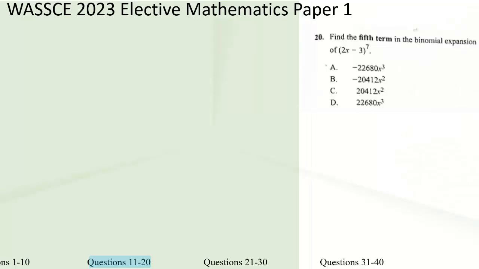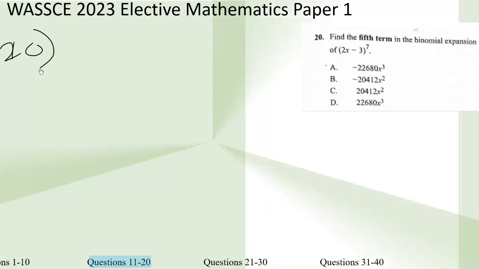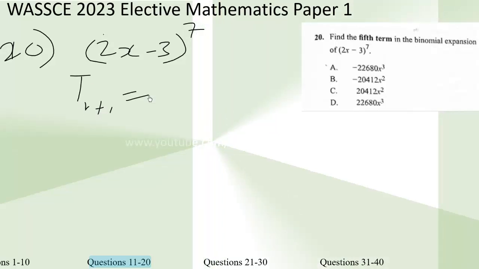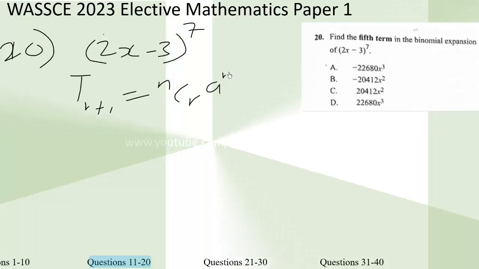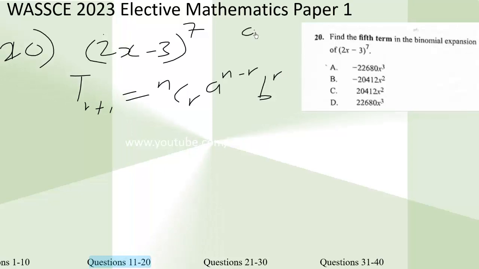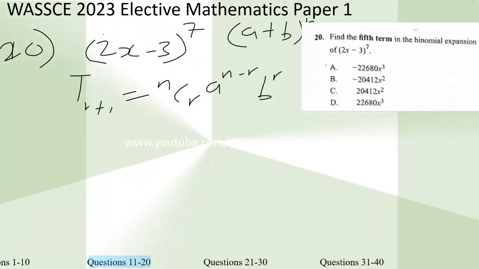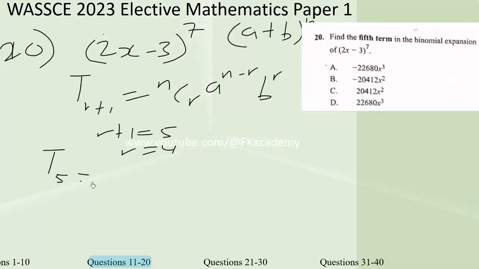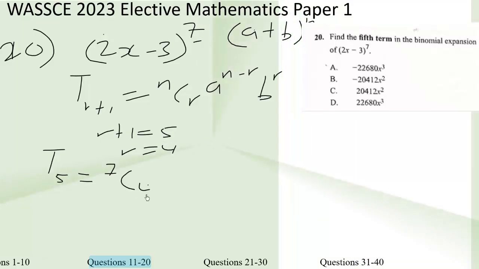We have to find the fifth term in the binomial expansion of 2x minus 3 all exponent 7. So we know that the r plus 1 term is given by n combination r, a exponent n minus r, b exponent r, for a plus b exponent n. So to find the fifth term, it means r plus 1 is equal to 5, so r will be equal to 4. So t sub 5 will be equal to n combination r, where n is 7. When you compare this, n is 7. 7 combination 4.